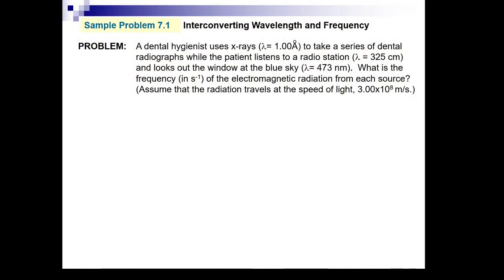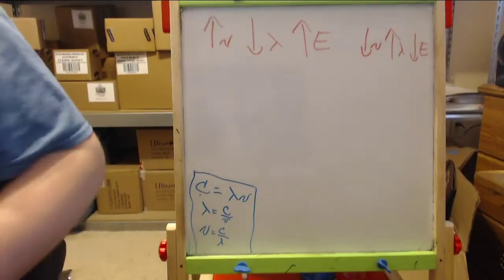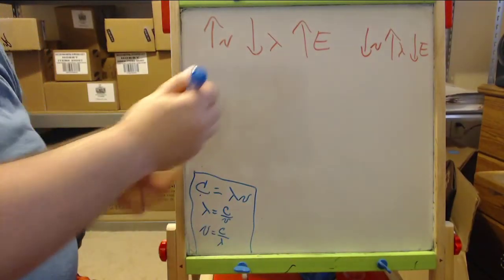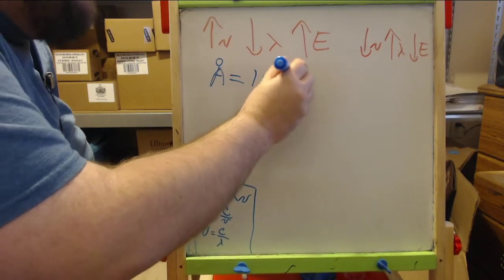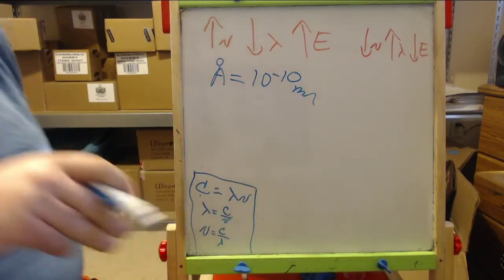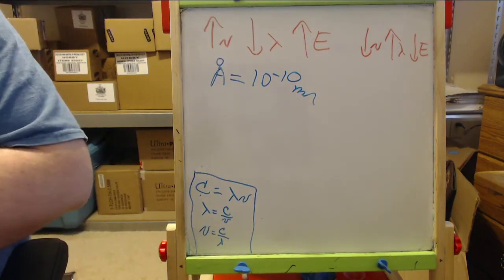And it's a problem. I'll let you do the problem for homework. So sample problem 7.1 you could do for homework. But look at this, okay? So let's say you go to the dentist to get a cleaning and they do an x-ray. It says a dental hygienist uses x-rays that have a certain wavelength, 1.00 Å. Now, I'll tell you this. Å is known as an angstrom, and it's equivalent to 10 to the minus 10th of a meter. Okay, so an angstrom is 10 to the minus 10th of a meter.